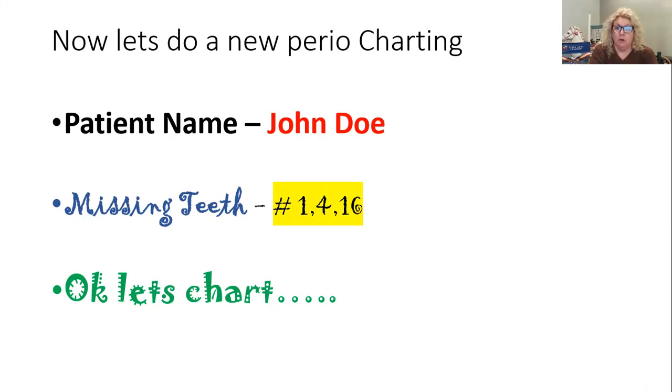So we should have skipped over tooth number 4. It should be marked out as missing. And we should be at the mesial lingual of number 3. 3, 3, 3.